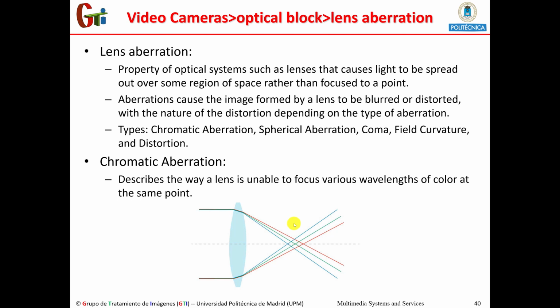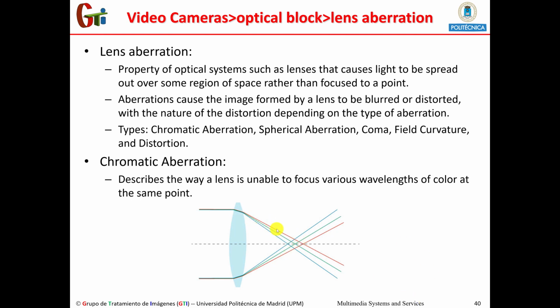The exact distortion or type of blurring depends, of course, on the specific aberration, and we have different ones: chromatic aberration, spherical aberration, coma, field curvature, and distortion. We will review all of them a little bit, starting with the chromatic aberration. This one describes how a lens is unable to focus simultaneously and correctly the different wavelengths that compose the visible light at the same point.